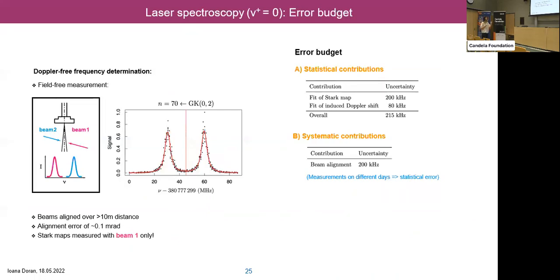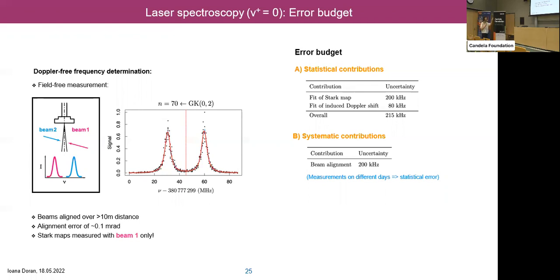Now there is one last step which we need to account for in order to get a final value for the GK binding energy. This was already touched upon by my colleagues in earlier days. We have this Doppler-free frequency determination method where we intentionally induce a Doppler shift by changing the angle between the molecular beam and the incoming beam from 90 degrees. We induce a deviation, and this I show you as beam 1.